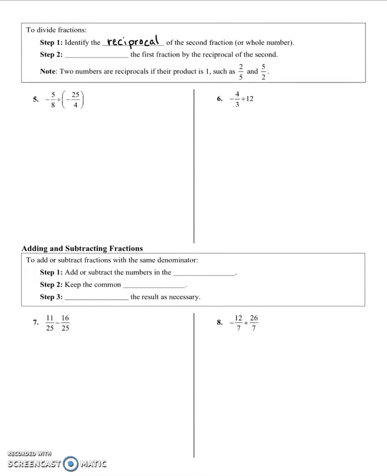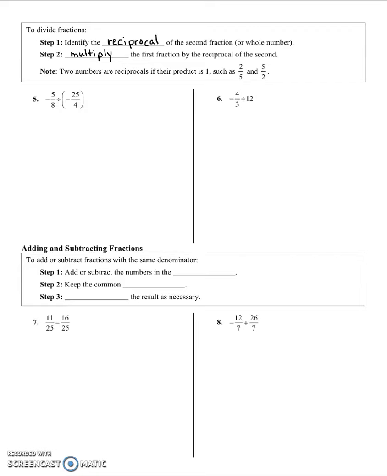So for example, if you look at the note below step 2, it says two numbers are reciprocals if their product is 1, such as 2/5 and 5/2. So you see, to make a reciprocal, you turn the numerator into the denominator and the denominator into the numerator. The second step is to multiply the first fraction by the reciprocal of the second fraction.